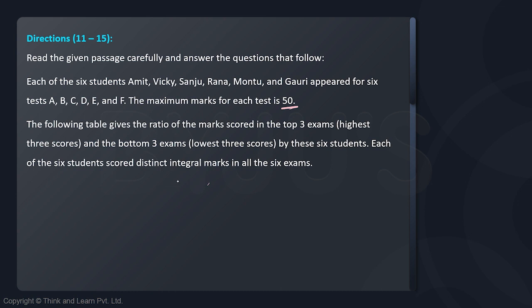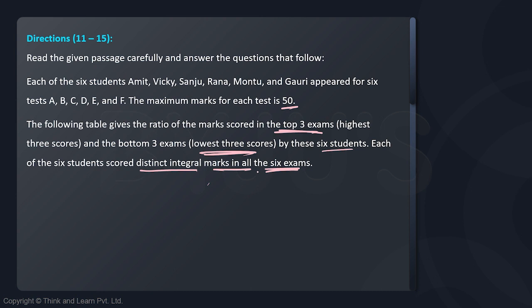The following table gives the ratio of the marks scored in the top 3 exams, that is highest 3 scores, and the bottom 3 exams, that is lowest 3 scores, by these 6 students. Each of the 6 students scored distinct integral marks in all the 6 examinations. Okay, so they all have scored distinct integral marks.